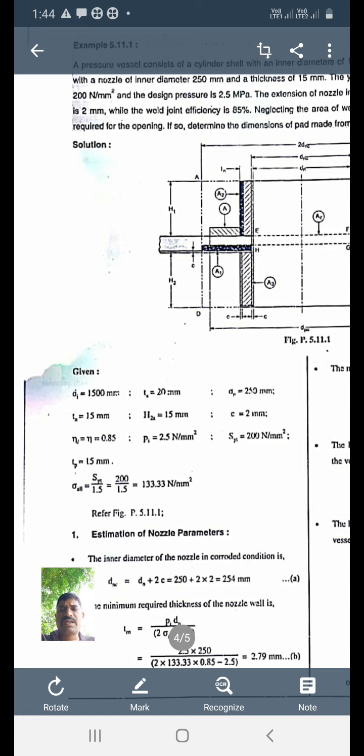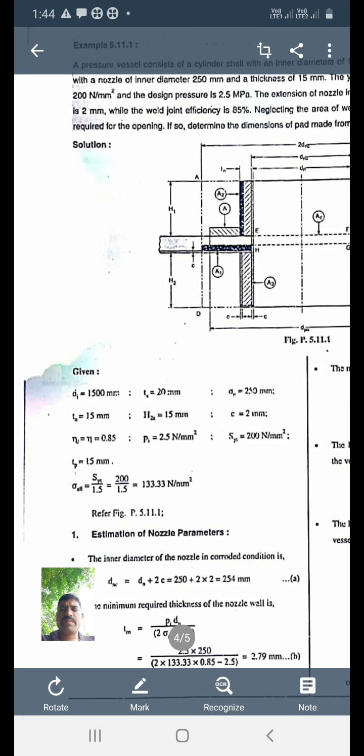Then sigma all, how to calculate? If you have given the SYT, you know the formula. Yes, SYT divided by factor of safety, 200 divided by 1.5. You will get the sigma all.